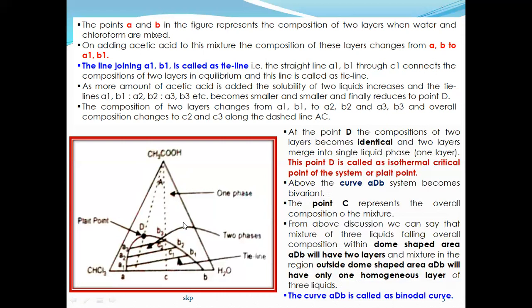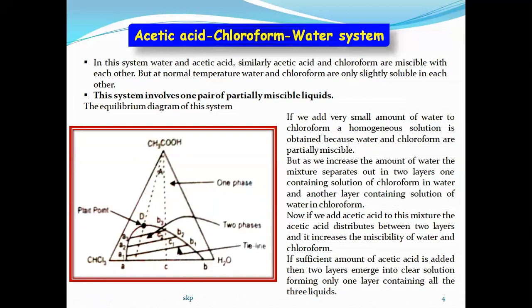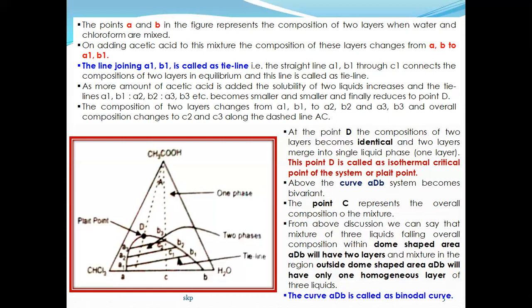So this is a simple phase diagram of acetic acid, chloroform and water as a three component system. So this is about a three component system. I will stop here.